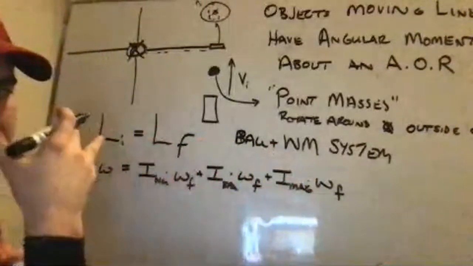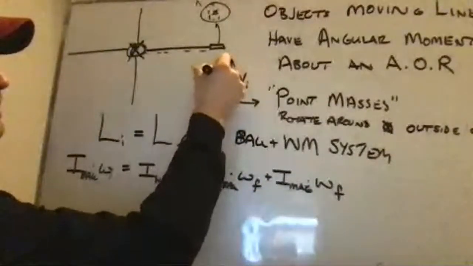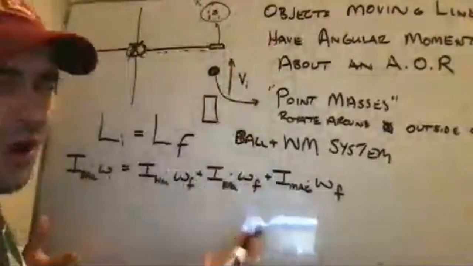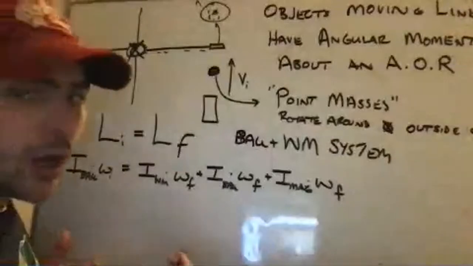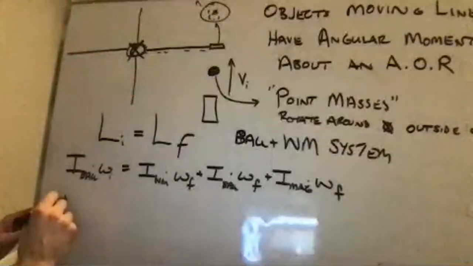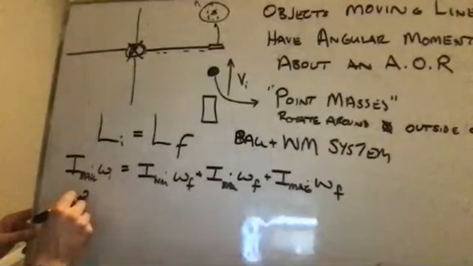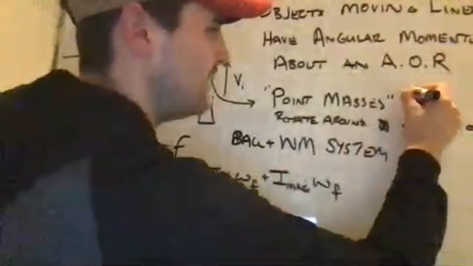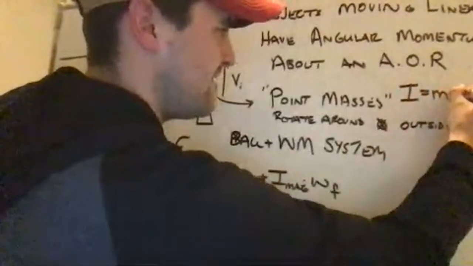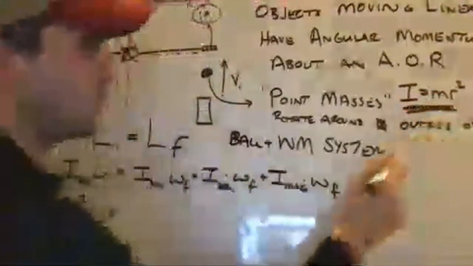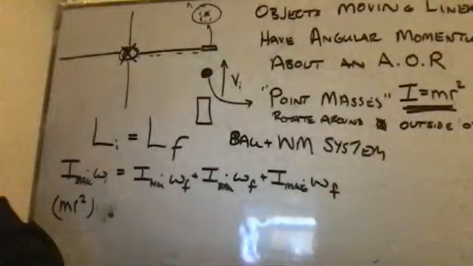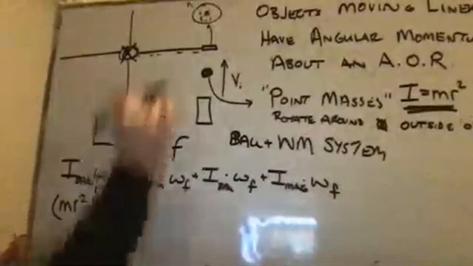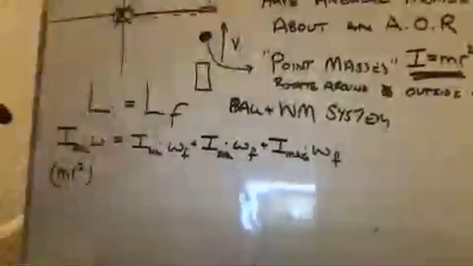Our question is, what percentage of this mass is distributed at a distance of r from the axis of rotation? The answer is 100%. My equation for I of point masses is mr squared. I'll put that over there for us. A point mass has a rotational inertia of mr squared. So if I'm going to prove this to be true, then mr squared is a point mass. I've got that.